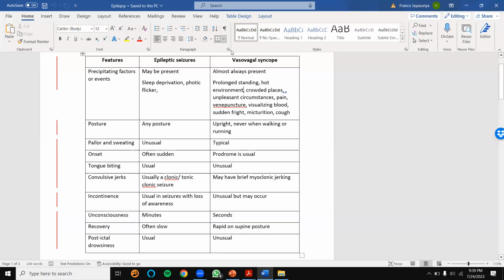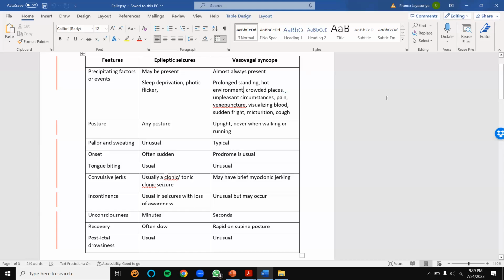So these are the differences. This is also a must know. This is a must-know slide, or rather graph. They can ask the SCQs, they can ask in the long case. Okay? And these are the features that you need to ask in the history also.